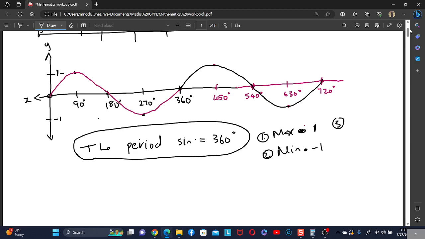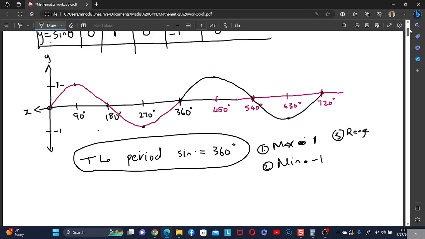Number 3, we are looking for the range, the values of y. So for the range, we are looking for the highest and the lowest value of y. So the range here is going to be from the lowest, -1, to 1. So this is the range, the lowest and highest. Okay.